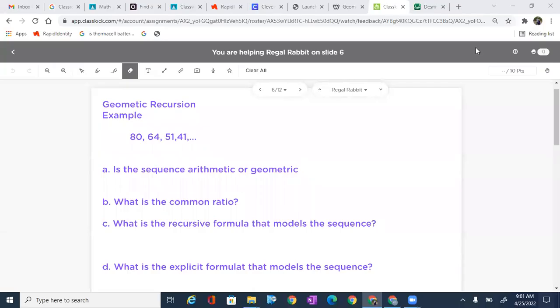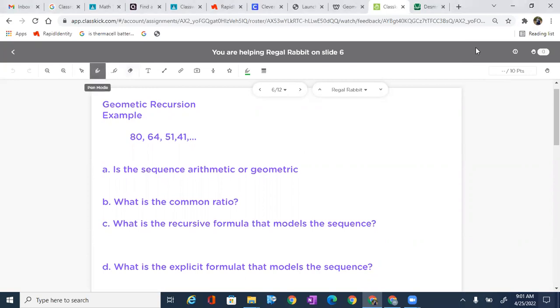All right, let's go ahead and look at another example of geometric recursion. I've given you the pattern 80, 64, 51, and 41. And the question is this: is the sequence arithmetic or geometric? Obviously, we're doing a geometric example, so it's geometric, but let's go ahead and understand why.